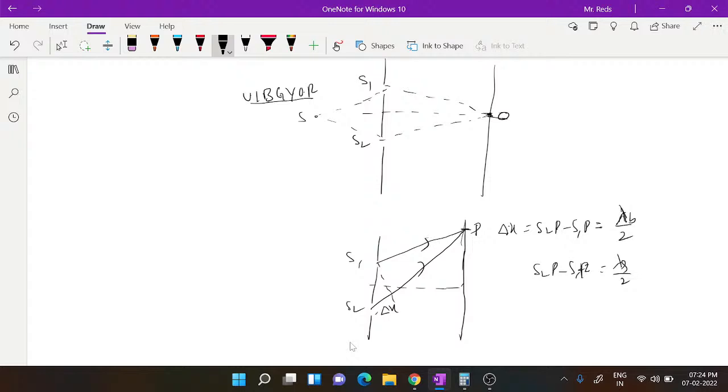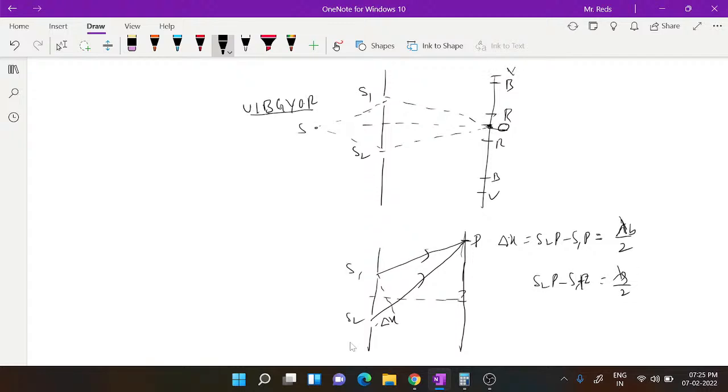So if you consider just near the central bright fringe, this is the central bright fringe. The fringe closest on either side of the central fringe, this side or this side, will be red, and the farthest will be blue. Blue means you can say violet also. So nearer to the central bright fringe will be red, and farthest from the central bright fringe will be blue or violet. This is what you can understand from that.